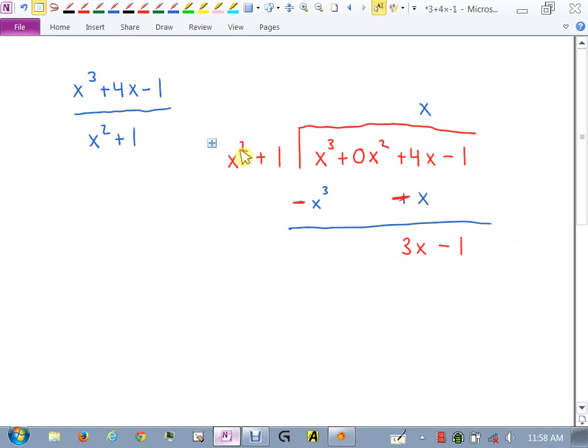Now, can you turn x squared into 3x? No, the power on this is now smaller than this. We stop. But we have a remainder, which means that this is plus what? 3x minus 1 over x squared plus 1.